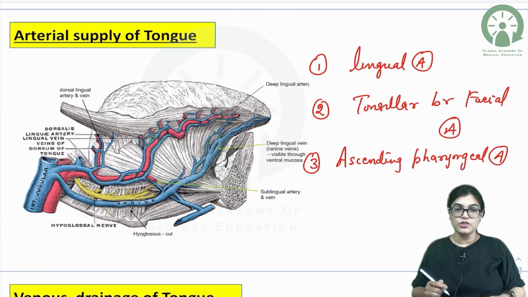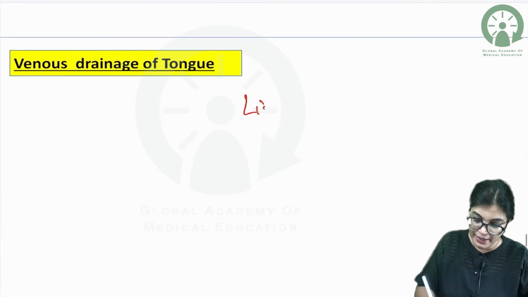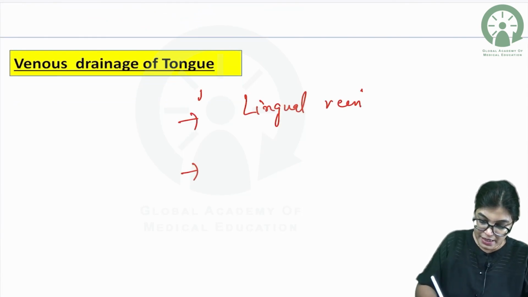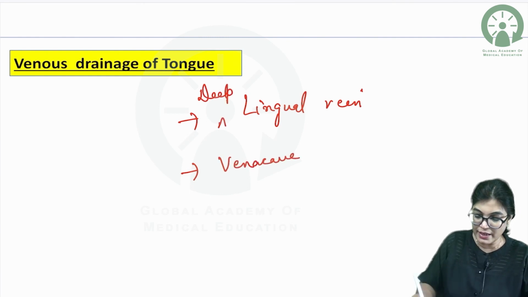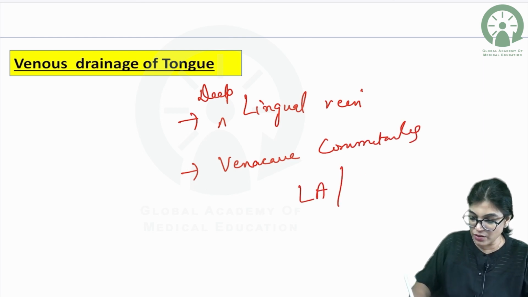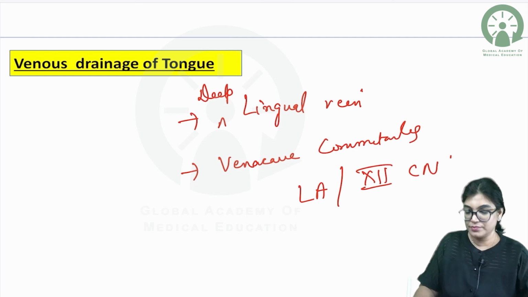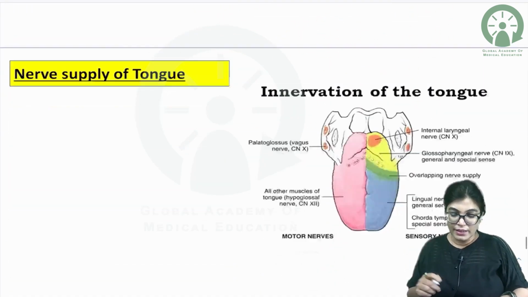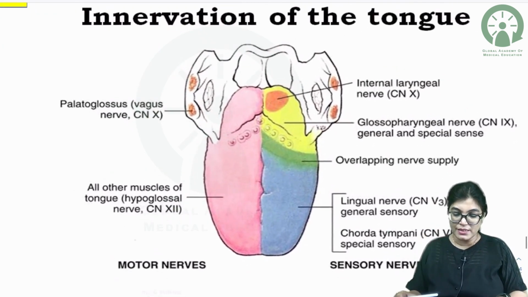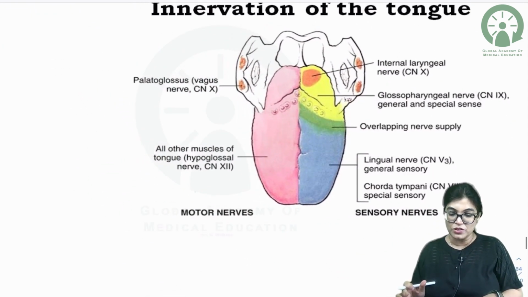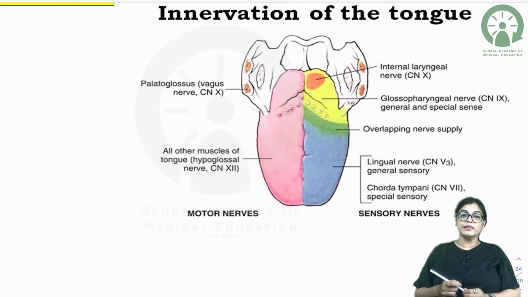The venous drainage is via the lingual vein, that is the deep lingual vein, and the venae comitantes surrounding the lingual artery and that of the 12th cranial nerve. The lymphatic drainage and the nerve supply. So, in this diagram I would like to explain the innervation of the tongue. Innervation of the tongue can be clearly understood.